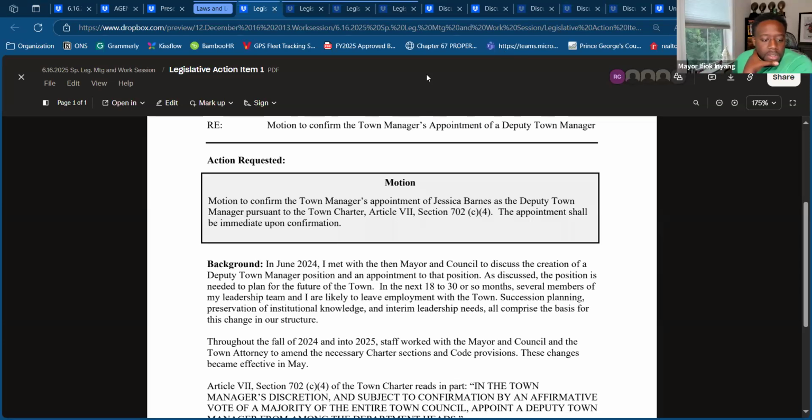Well, I guess we can, is there a motion to approve the request and then we can discuss if necessary? Mr. Mayor, Councilmember Foe. I would love to motion to confirm the town manager appointment of Jessica Barnes, the deputy town manager pursuant to the town charter, Article 7, Section 702C4. The appointment shall, okay, sorry. That's second. Motion by Councilmember Foe, second by Councilmember Smith. Any discussion on this motion before we vote?